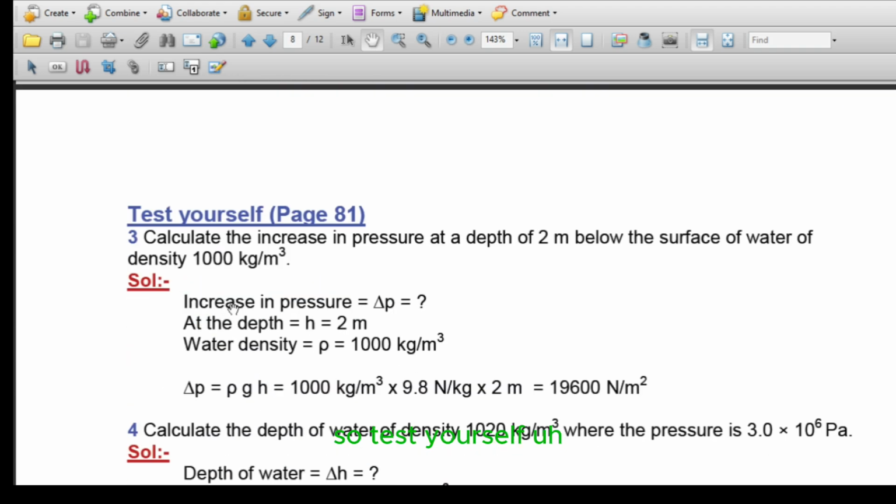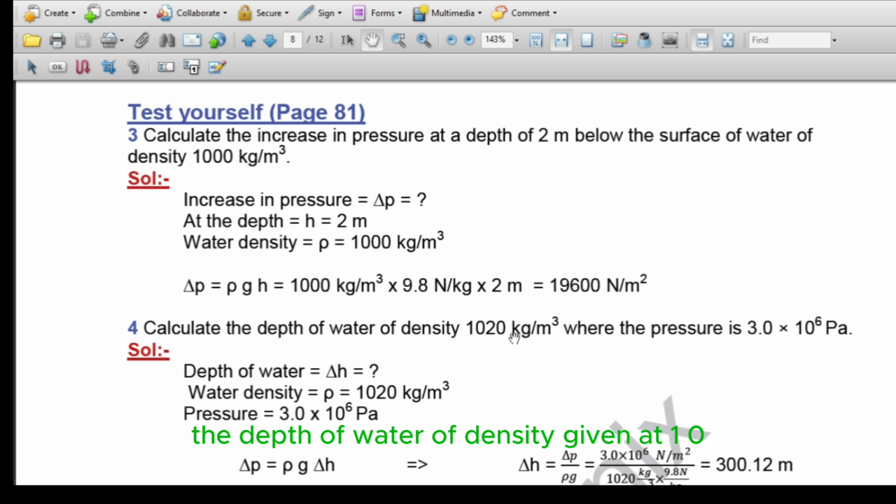So test yourself. Calculate the increase in pressure at a depth of 2 meters below the surface of water of density 1000 kilograms per meter cube. Increase in pressure is delta P at the depth of 2 meters. Water density is this much, so delta P is equal to rho g delta H. This is 1000 kilogram per meter cube, 9.8 Newton per kilogram into 2 meter height. So this much is pressure, 19600 Newton per meter squared.